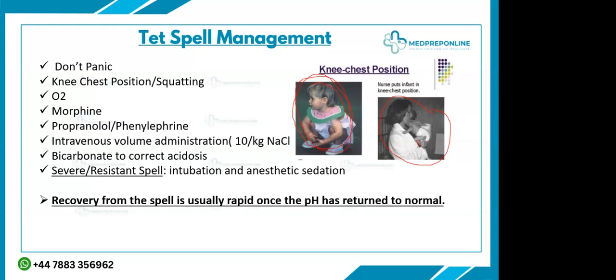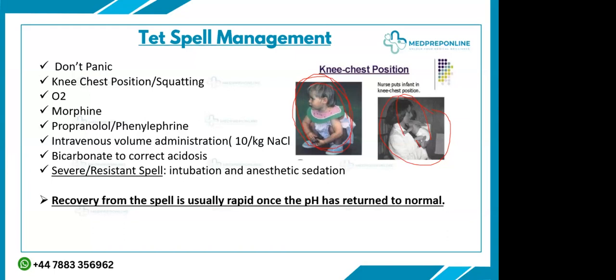It is evident that when they squat and when we make the knee chest position in the babies, it is going to squeeze the femoral arteries. And when you squeeze the femoral arteries, it's going to increase your systemic vascular resistance. When you increase the systemic vascular resistance, the pressure in the aorta will increase through backflow, which makes it difficult to push the blood from the left ventricle to the aorta. Squeezing of the femoral arteries, increase of the systemic vascular resistance, ultimately increase in the pressure in the aorta.